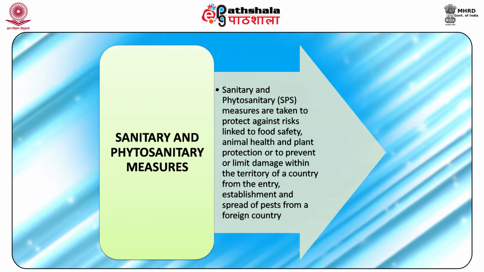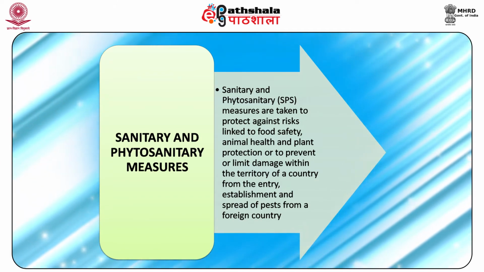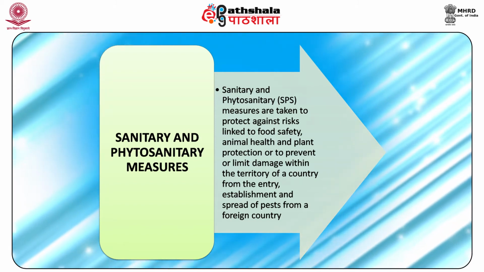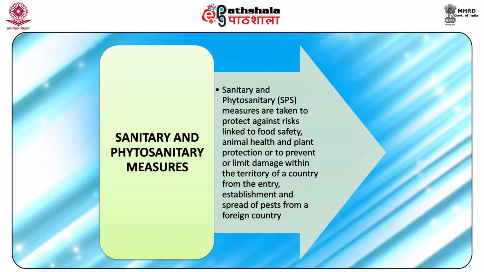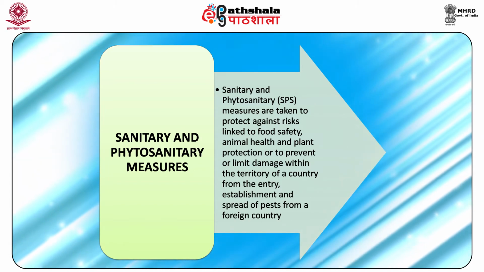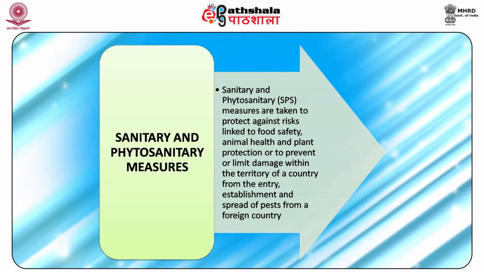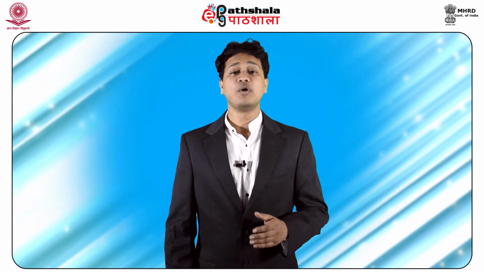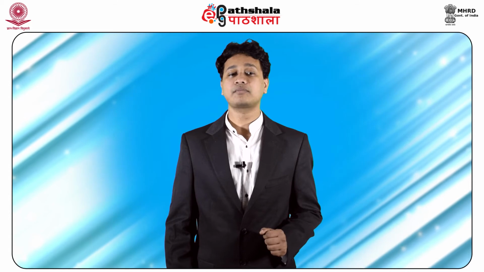The second one being the sanitary and phytosanitary measures. Sanitary and phytosanitary measures are taken to protect against risk linked to food safety, animal health and plant protection, or to prevent or limit damage within the territory of a country from the entry, establishment and spread of pests from a foreign country. The sanitary and phytosanitary agreements under the World Trade Organization seek to lay down the minimum sanitary and phytosanitary standards that member countries must achieve for international trade of food products. This is to ensure the safety of life and health of humans, animals and plants.